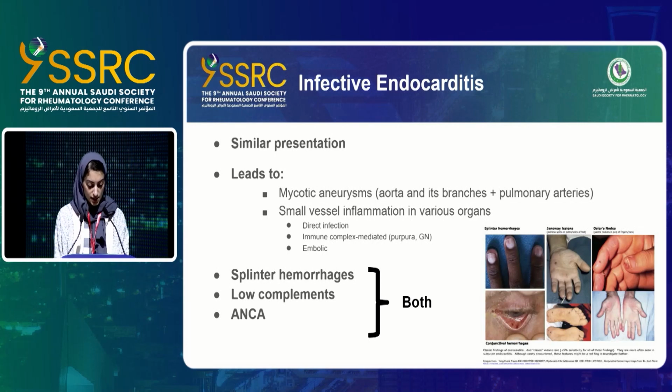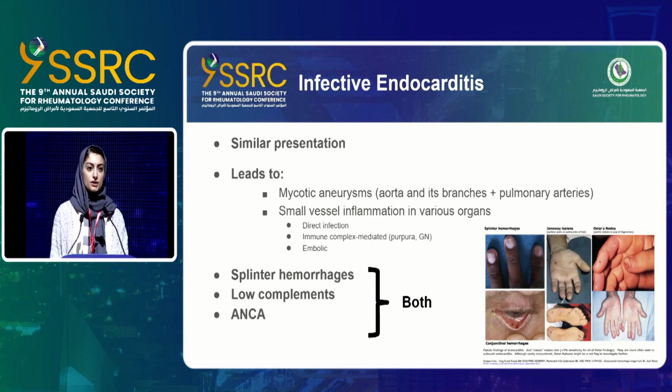Infective endocarditis can cause mycotic aneurysm of the aorta and its branches, in addition to the pulmonary arteries, as well as small vessel inflammation in various organs, either from direct infection because of septic vasculitis or immune complex-mediated deposition, which could lead to purpura and glomerulonephritis, or by an embolic mechanism. Findings such as splinter hemorrhages, low platelets, and ANCA may also be seen in both infective endocarditis and primary vasculitis, which could confuse us in relation to the diagnosis and management.